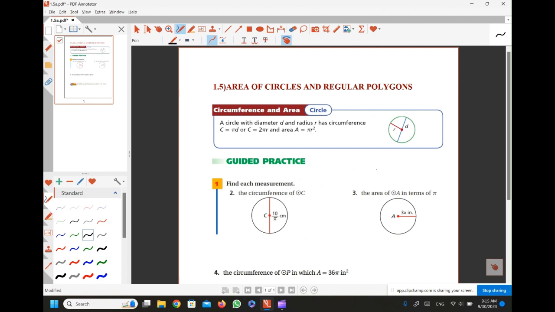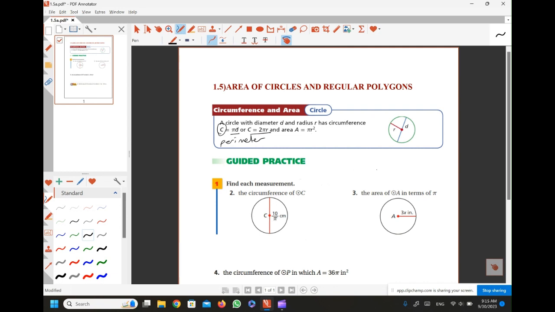Hello everyone. In this video we are going to learn about the formulas of a circle, which are circumference and area. Let's talk about what circumference is. Circumference is the length around the circle. It's kind of like perimeter. And its formula is given by 2 pi r or pi d.